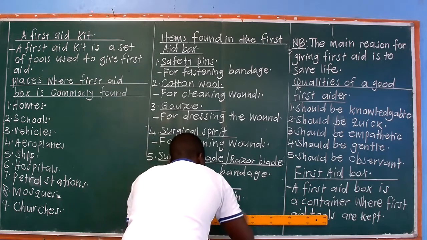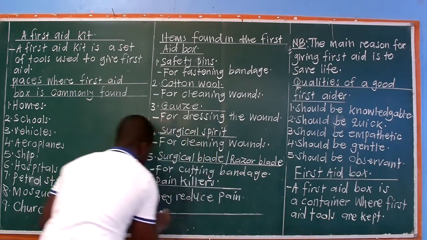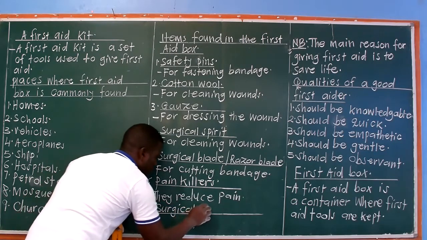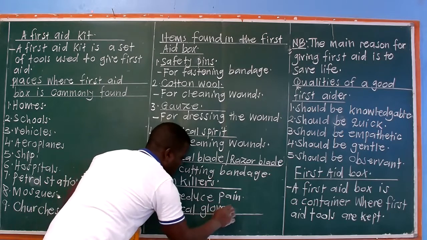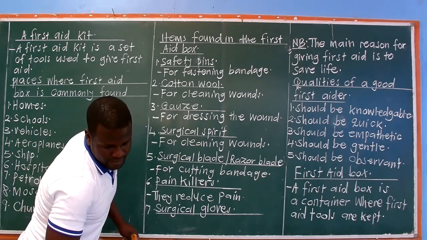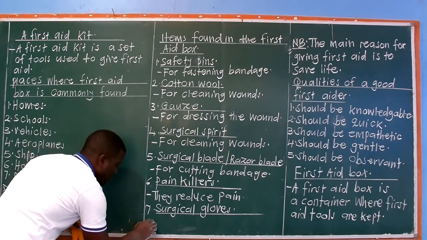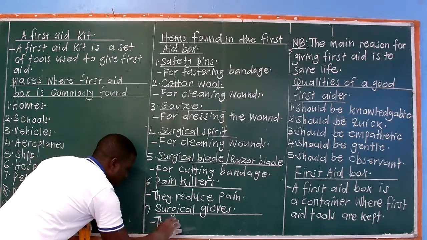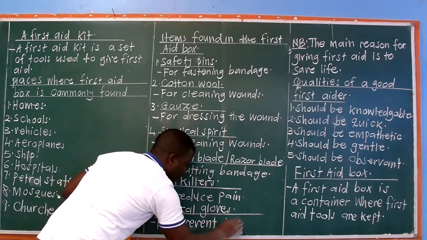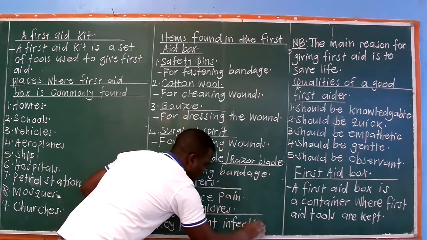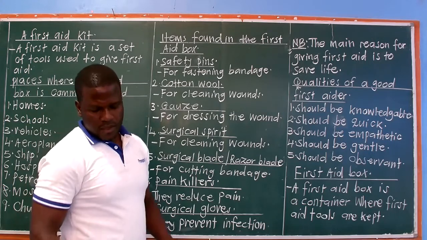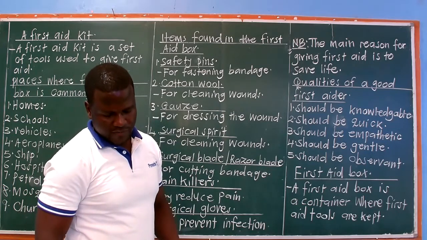Number 7, we have surgical gloves. Surgical gloves prevent infection while dressing wounds. So when you are dealing with a first aid victim, please, you have to use gloves.